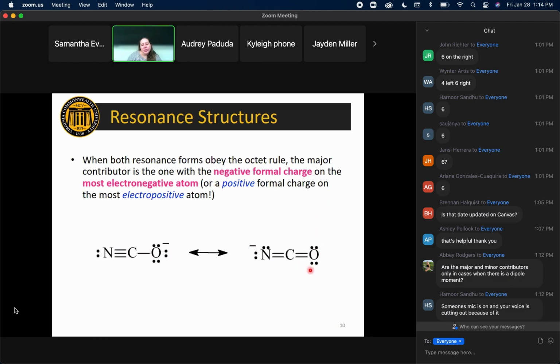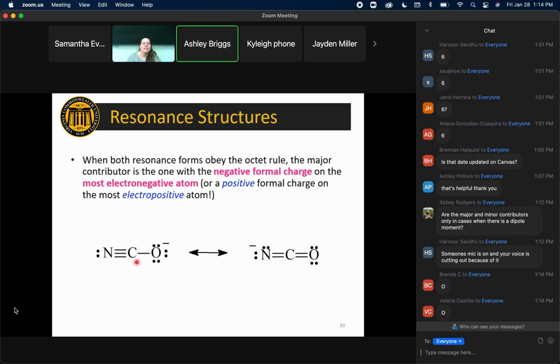Okay, what do you do if you have two resonance structures where all of the octets are satisfied and they both have a negative charge? How do we decide which of these is better? Well, we apply the rules we just talked about on the last slide. Which element is more electronegative, oxygen or nitrogen?